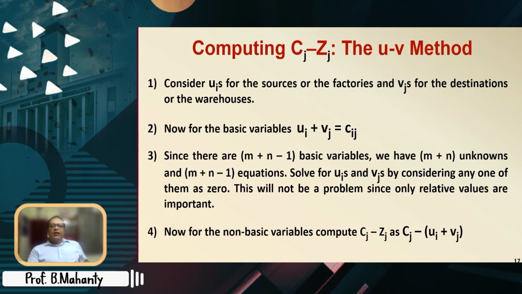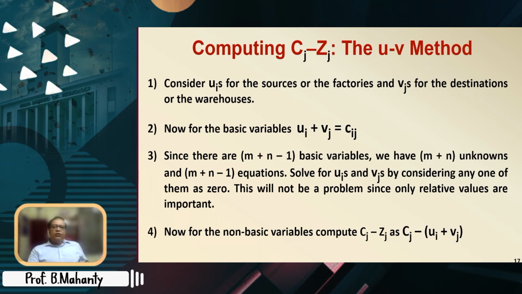So there is a method. The method is called the UV method. What is the UV method? Already, last class, if you remember, we talked about the dual variables, which are like node potentials. Now, the UV method is nothing but the same method. In fact, these UVs are nothing but the dual variables.